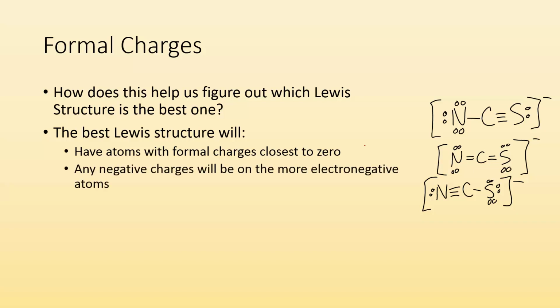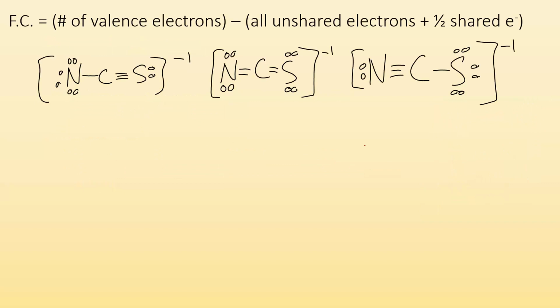And any negative charges will be on the atom that's more electronegative. So any negative charge should be on the atom that wants to hold on to those electrons more. Whichever one's more greedy for electrons, that's the one that's going to end up with the negative charge. So let's do a little practice.